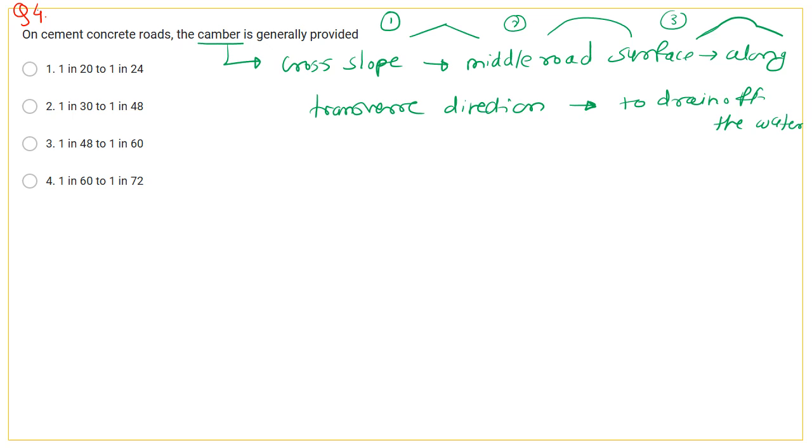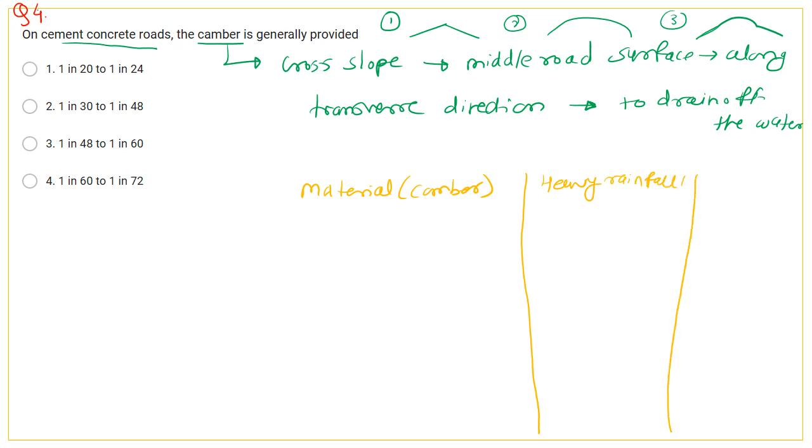Then next, here they ask about the cement concrete road. Based on the material, there are four types of cambers. The values are different for heavy rainfall and different for light rainfall.